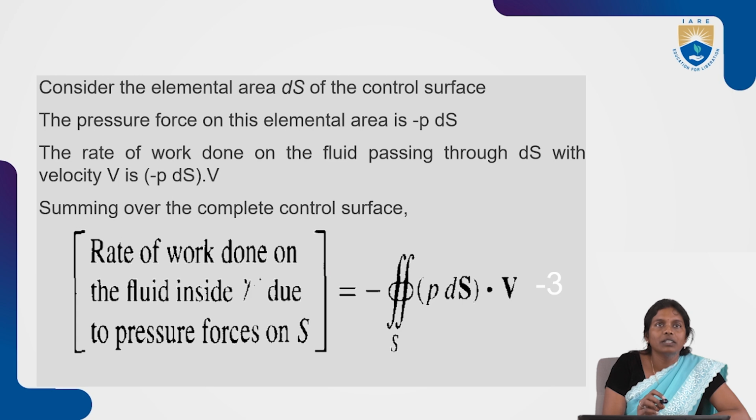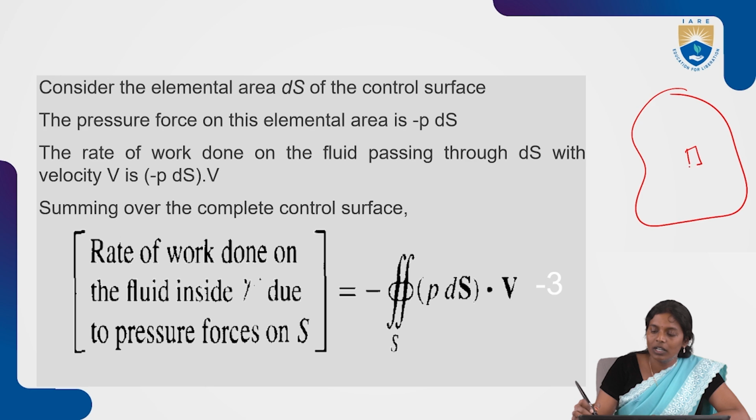Now we will consider a small elemental control surface dS in a control volume. The force on the elemental area due to pressure is minus p dS. The rate of work done on the fluid passing through dS with velocity v is minus p dS dot v. That is the rate of work done on the fluid passing through dS with velocity v.